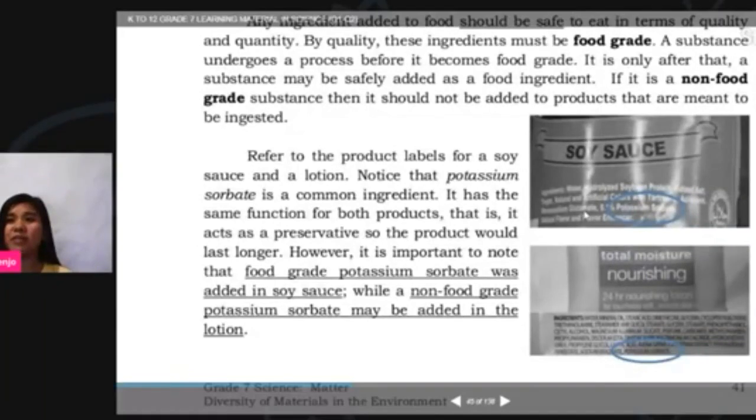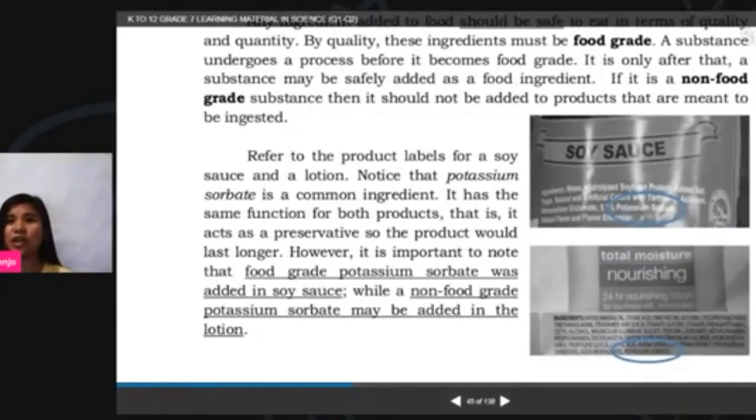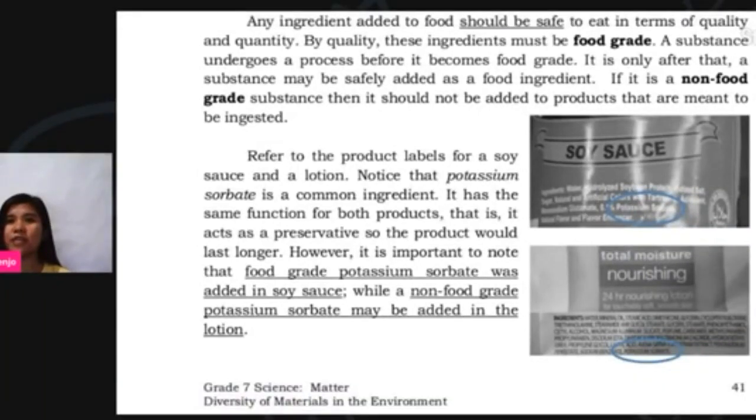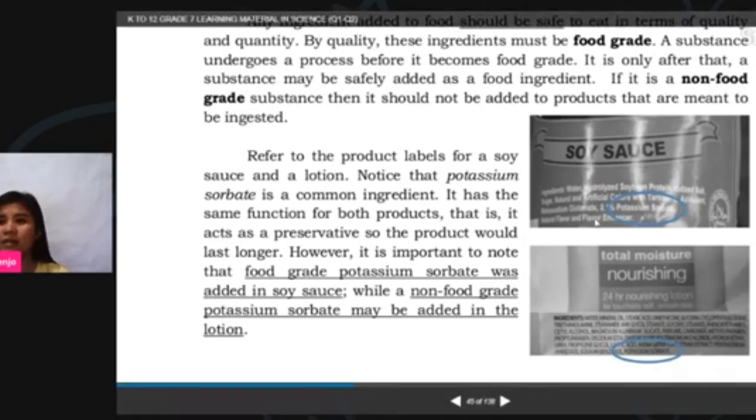Refer to the product labels for a soy sauce and a lotion. Notice that potassium sorbate is a common ingredient. It has the same function in both products. That is, it acts as a preservative so the product would last longer. However, it is important to note that food-grade potassium sorbate was added in the soy sauce, okay? While a non-food grade potassium sorbate may be added in the lotion.